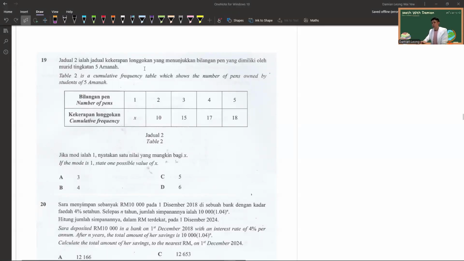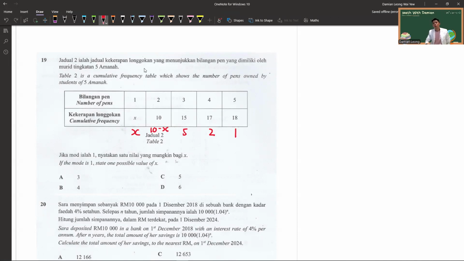I have a cumulative frequency table here showing the number of pens owned by students of 5 Amana. If the mode is 1, state one possible value of x. So this is not the frequency, this is a cumulative frequency. Means I should look back at the frequency for each of these. This is 18 minus 17, 1. 17 minus 15 is 2. 15 minus 10 is 5. Here would be 10 minus x, and here would be x.